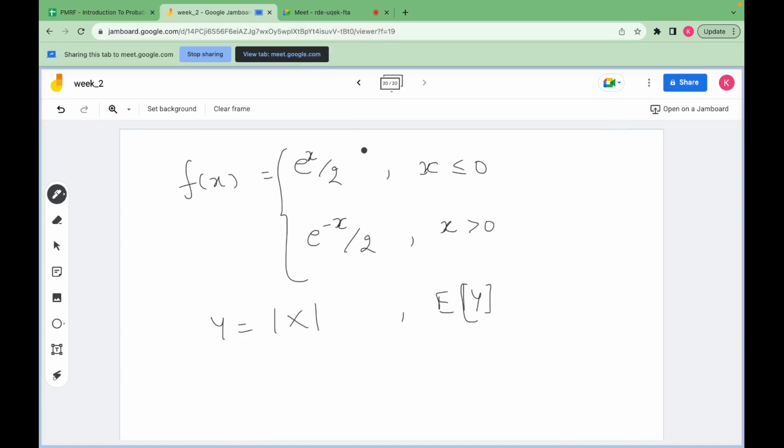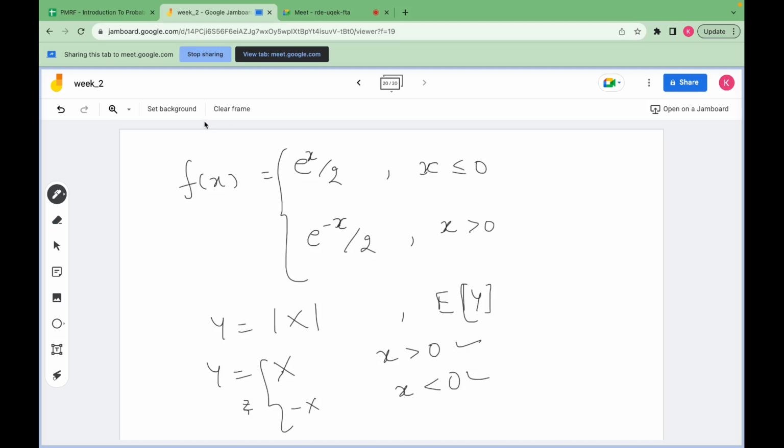So this is the question, right? We need to find the expectation of y where y is mod x. So y is equal to x when x is greater than 0, and it is equal to minus x when x is less than 0. Okay, these two things are clear, right?